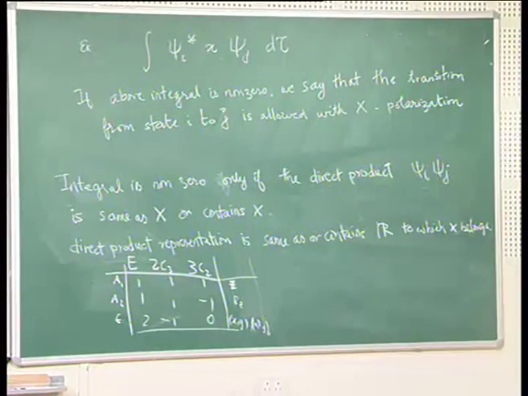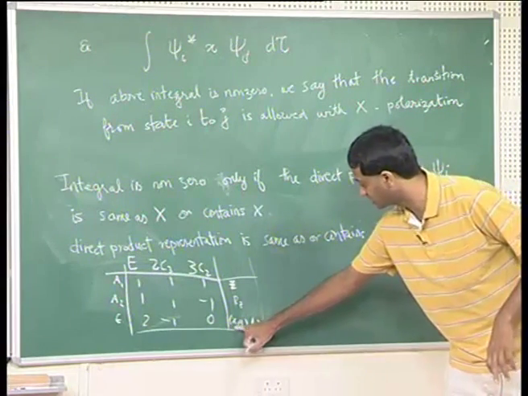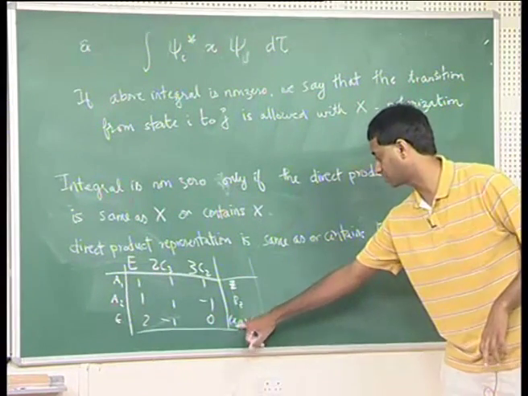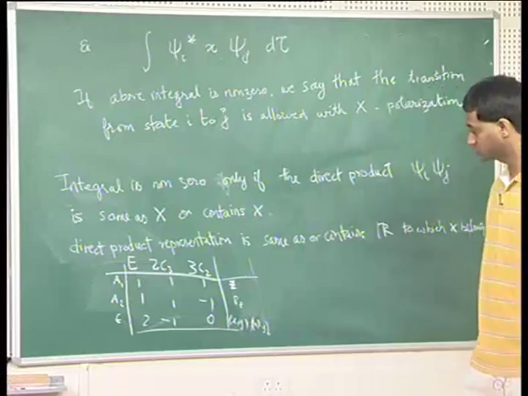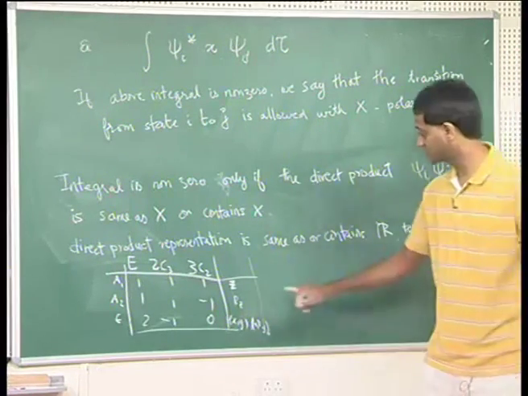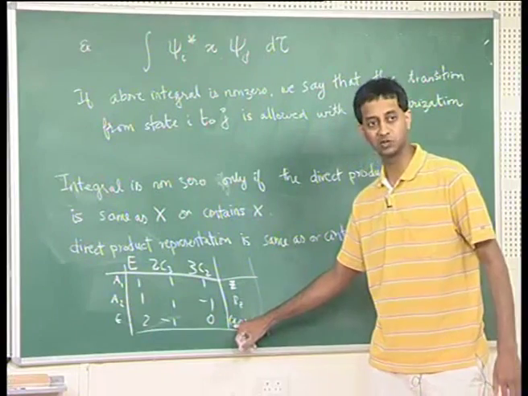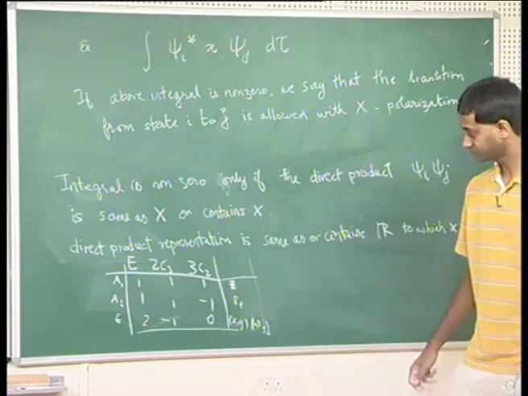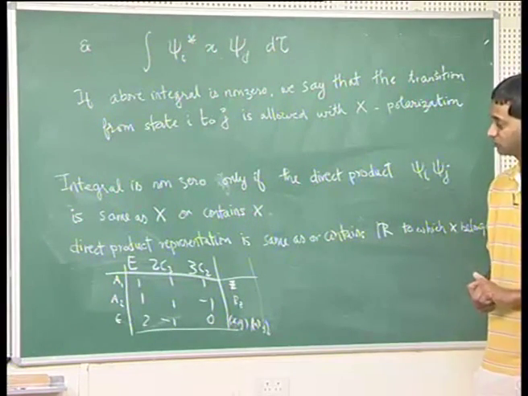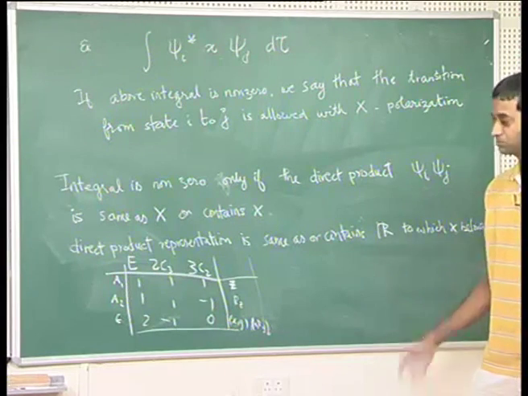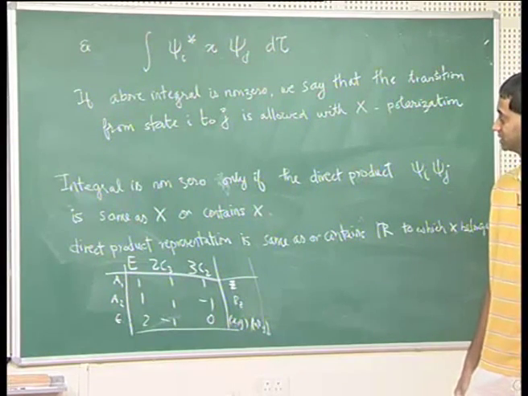So what this helps you with is that now you realize the significance of writing all this x y z here. You can immediately see which transitions will be allowed with z polarization, and which transitions will be allowed with x y polarization. Next we will look at some more applications of this in the next class.